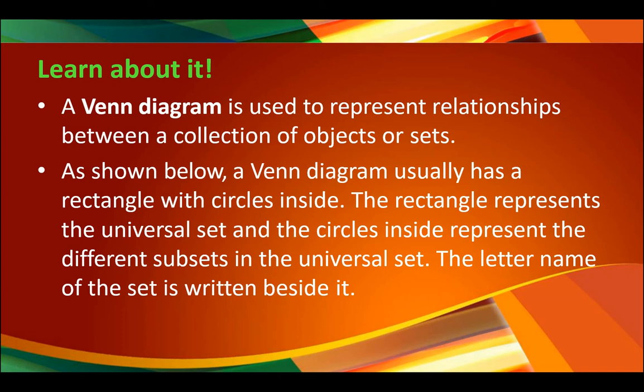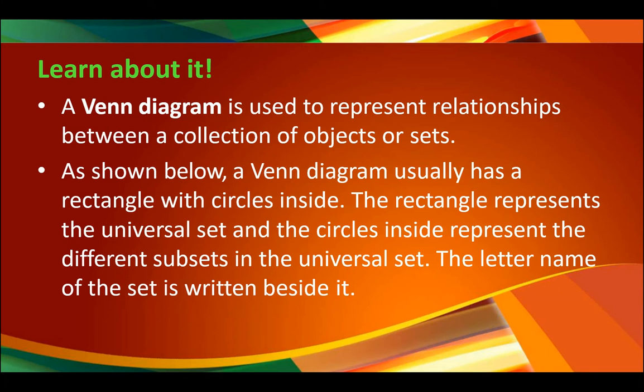So, ano nga ba muna itong sinasabi nating Venn diagram? A Venn diagram is used to represent relationships between a collection of objects or sets. So, isang paraan yan para malaman ang relationships ng mga koleksyon ng iba't ibang bagay or sets. As shown, a Venn diagram usually has a rectangle with circles inside. The rectangle represents the universal set, and the circles inside represent the different subsets in the universal set. The letter name of the set is written beside it.